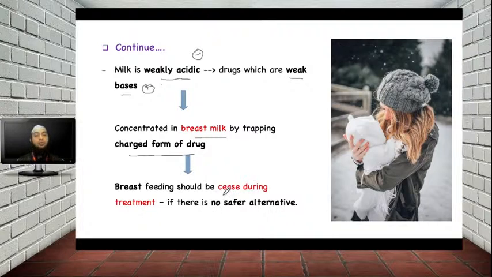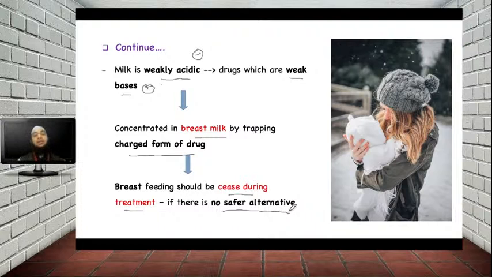So what precaution can you take? In such a case, breastfeeding should be ceased during the treatment if no safe alternative drug is available, because the health of the mother is also very important. If no other drug is available which does not accumulate in the breast milk, then the mother should not be allowed to feed the child with her own milk. You can put that child on external milk, like cow milk, or some other external milk available in dry form that can be reconstituted by adding water, and that can be provided to the child.